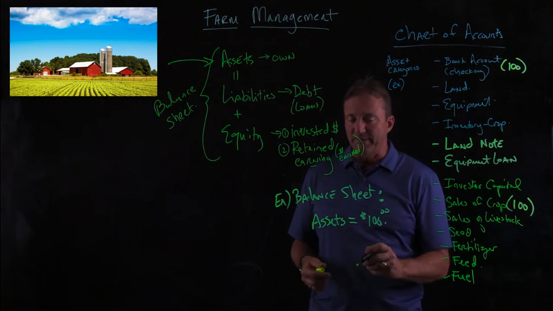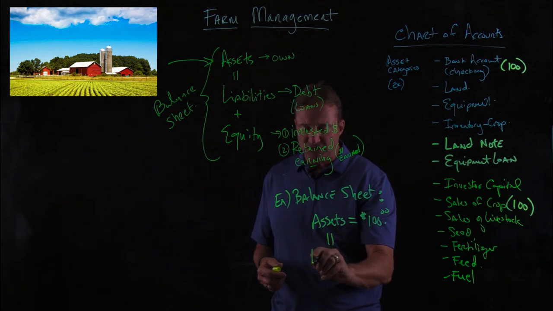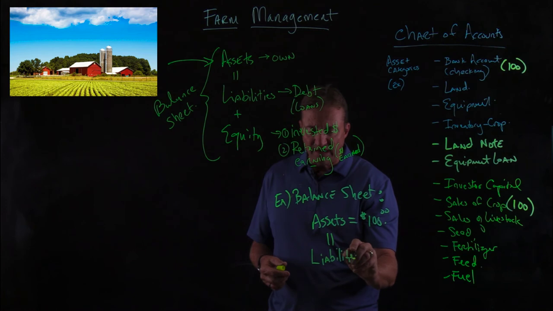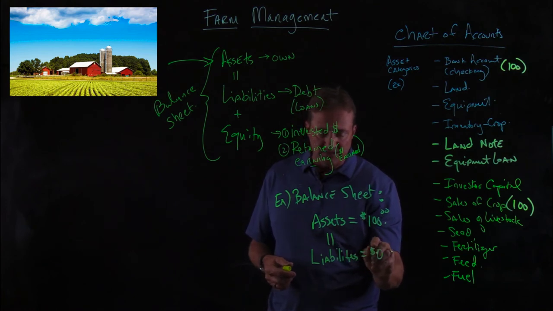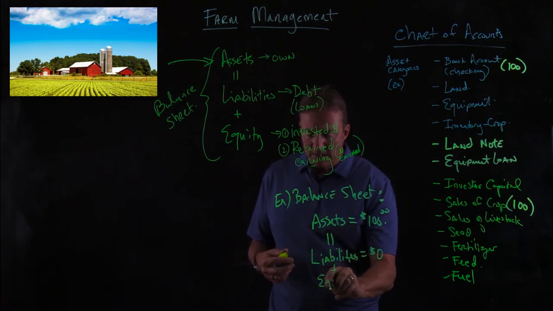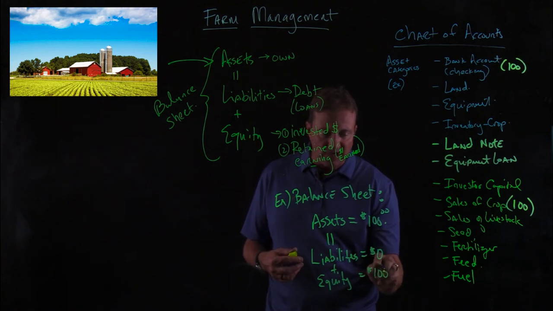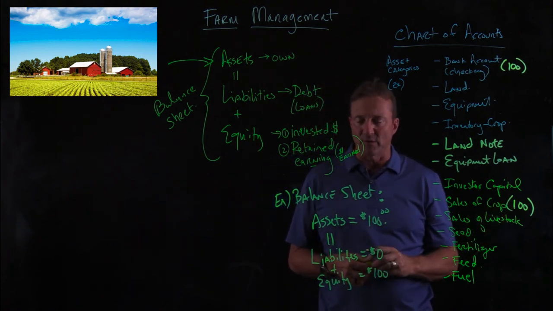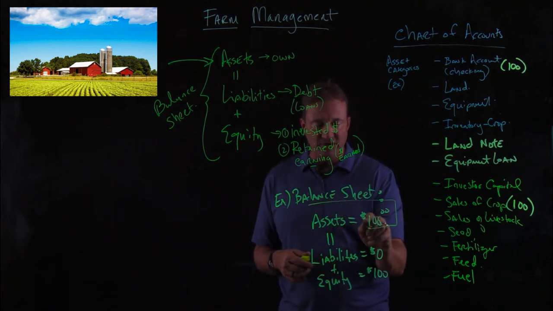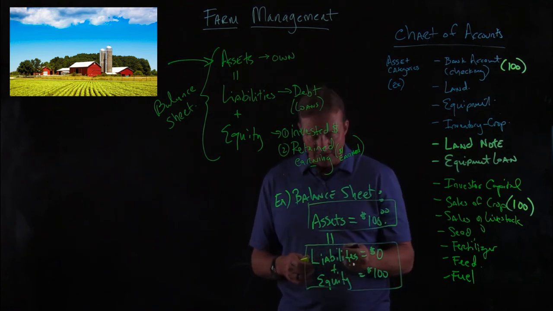So if I go through here and look at the balance sheet, just as we talked about here, your assets are always equal to your liabilities, which at this time, our liabilities are zero. I didn't borrow any money. Plus your equity, which in this case is equal to $100 because that's what I sold my crop for. So does your balance sheet balance? Yes. Our assets of $100 equal our liabilities and our equity of $100.